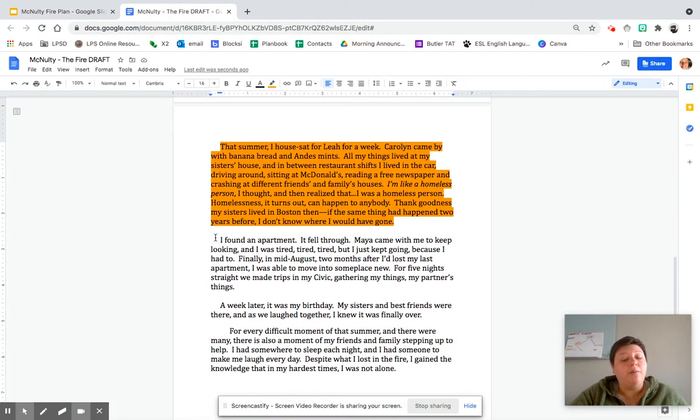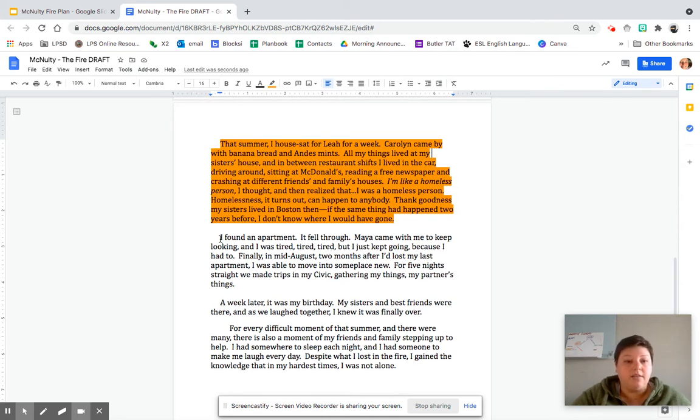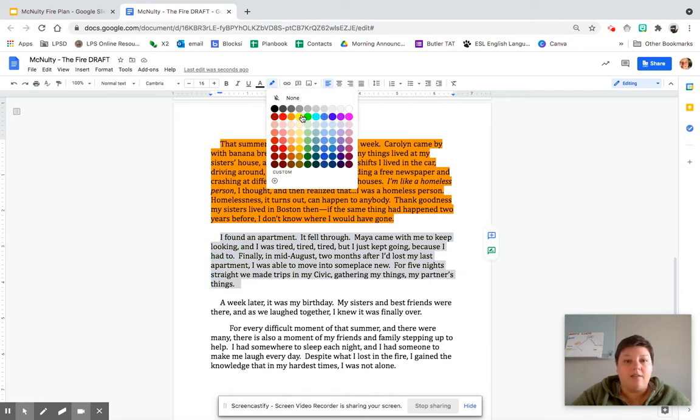So here we go. I found an apartment. It fell through. Maya came with me to keep looking, and I was tired, tired, tired. But I just kept going because I had to. Finally, in mid August, 2 months after I'd lost my last apartment, I was able to move into someplace new. For 5 nights straight, we made trips in my Civic, gathering my things, my partner's things. So there is our climax.